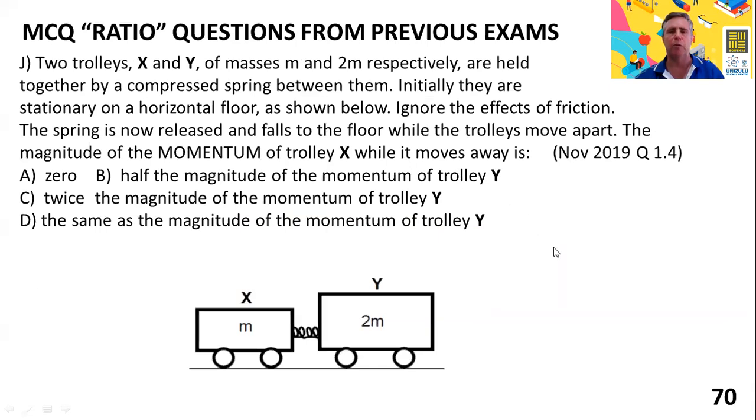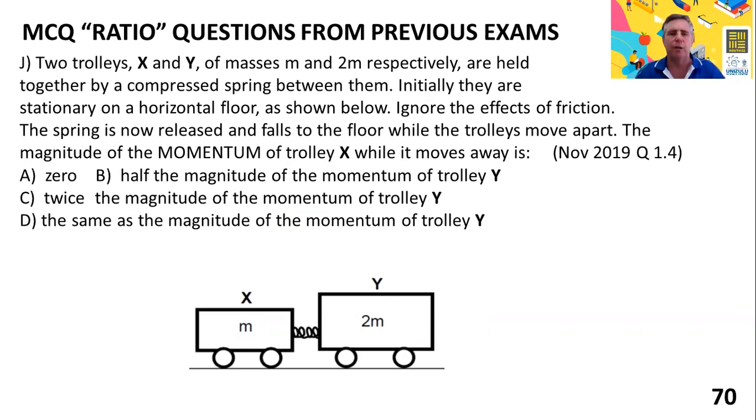Okay, let's have a look at question J at the top of page 70. 2 trolleys, X and Y. You're given this picture in the exam. Y has double the mass of X. They're held together by a compressed spring between them. Initially, they're stationary on a horizontal floor. The spring is now released and falls to the floor, so it pushes them apart.